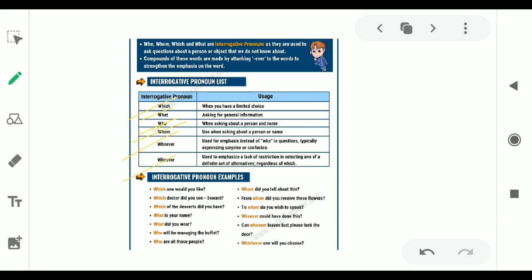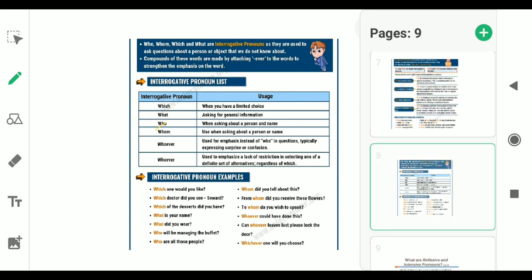and it is also used to emphasize a lack of restriction in selecting one of a definite set of alternatives. Is it clear? Now these are the examples I have given you. "Which one would you like?" And I have highlighted the interrogative pronouns. You can go through the examples.